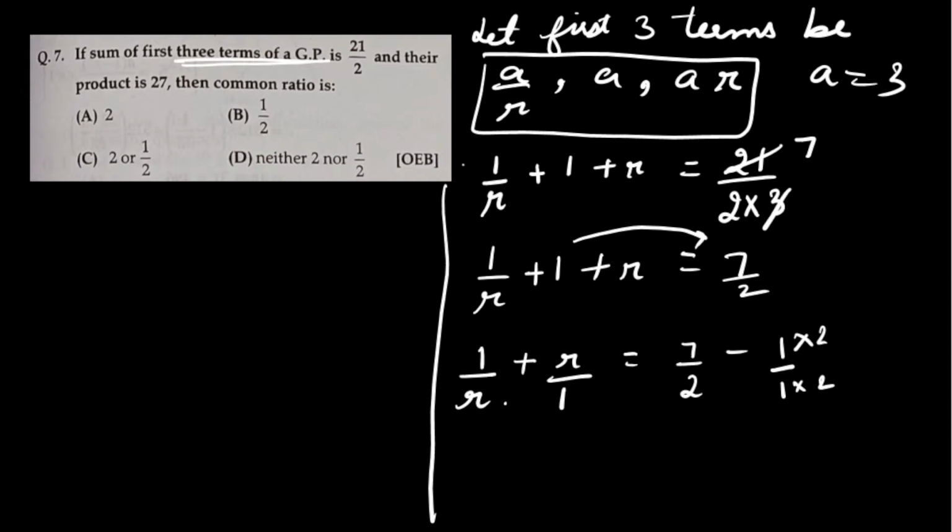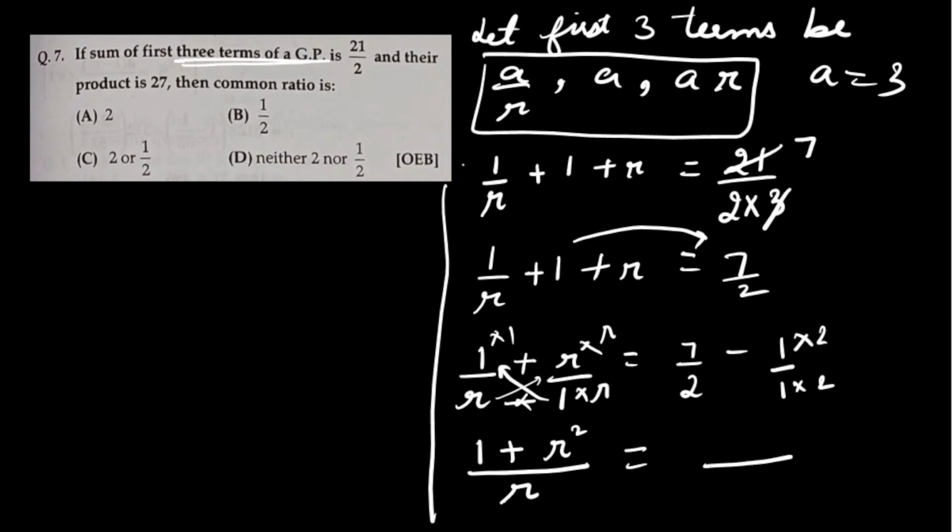So here LCM will be r. These two you can multiply. So 1 into r and cross multiplication like here I have done. So this is r into r. This is also 1 into 1. So here what I will get? 1 into 1 is 1 plus r into r is r square and here r. R into 1 is r.